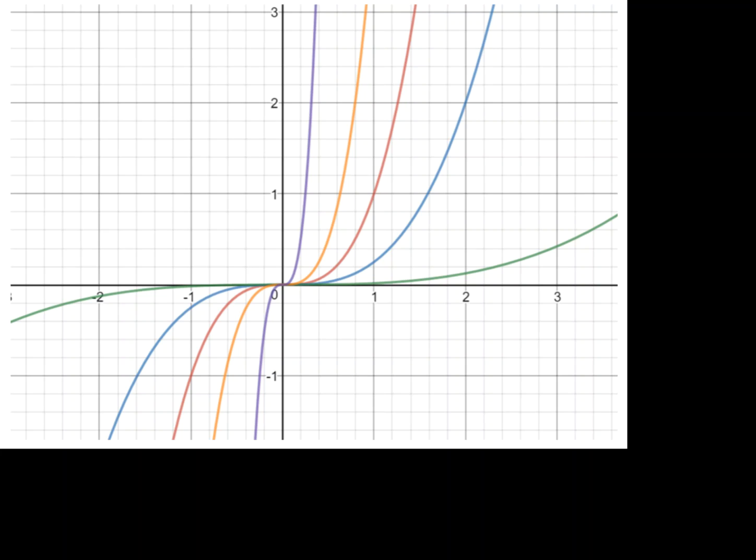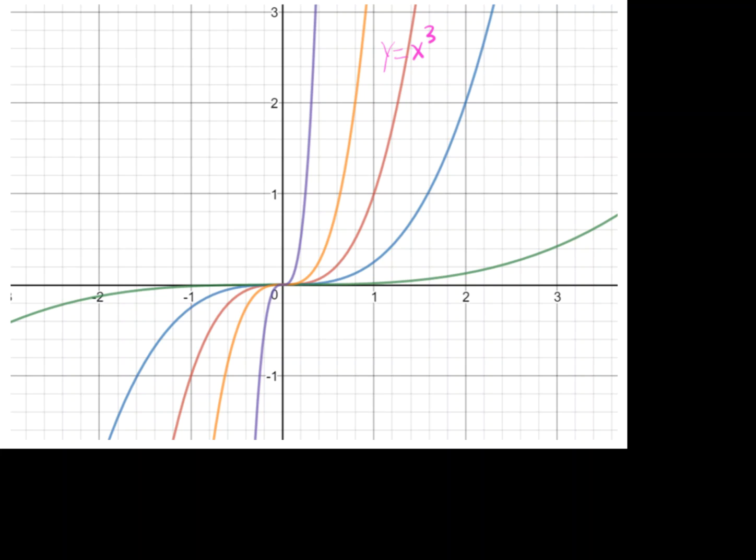Hi guys, for this video I'm going to be talking about the whole concept of vertical, horizontal, compression, and stretch. We have 5 graphs here and they're all variations of the cubic function. To start off with, the one in the middle, the red, is y equals x to the third. Okay, so that's your parent function.